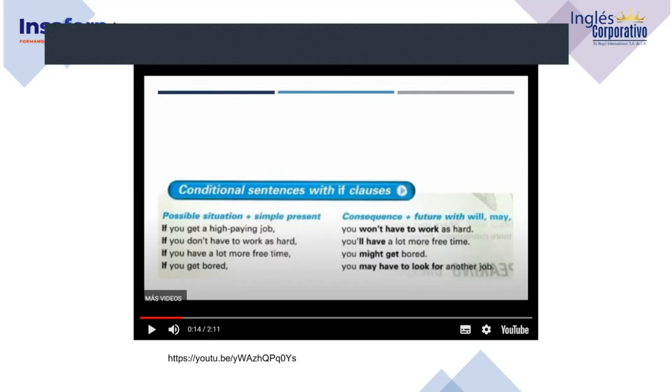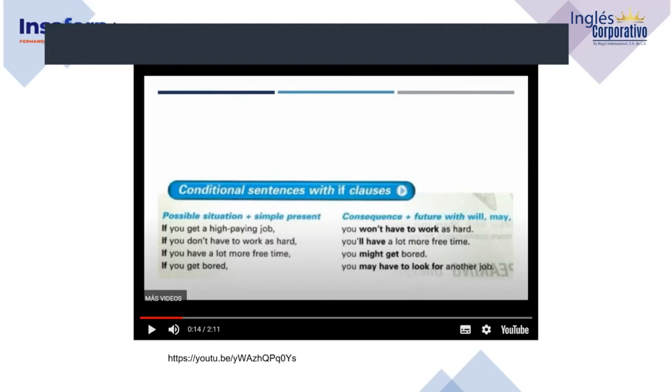If you get a high paying job, you won't have to work as hard. That is absolutely untrue, as you may know, right? Because if you get a high paying job, as I was talking with your classmates, it's the opposite. You need to work harder, right? That's the way.